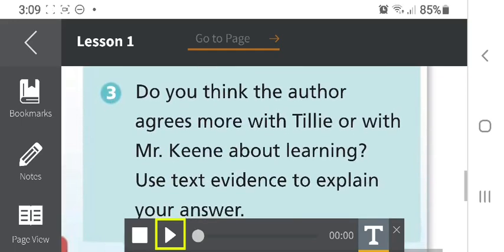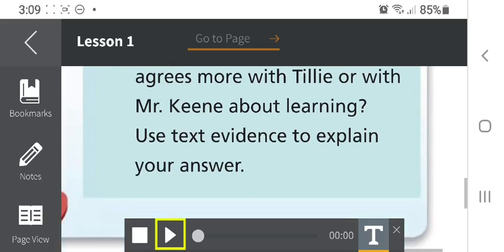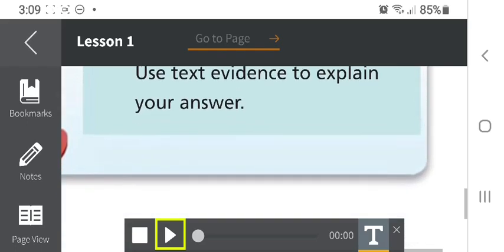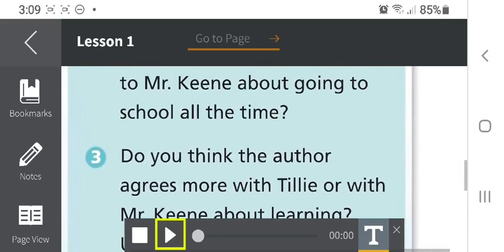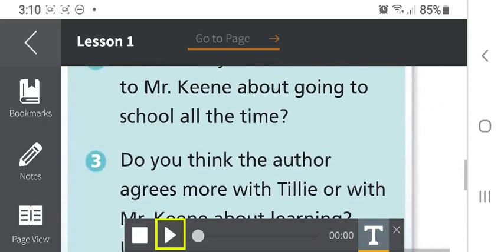Do you think the author agrees more with Tilly or with Mr. Keen about learning? I think the author agrees with Tilly about learning because he explains that some other learning happens outside of the school, which is as important as the things that we learn inside the school, like learning to skip, to ride a bike, to sit in a tree, to teach the dog how to sit, and so on.